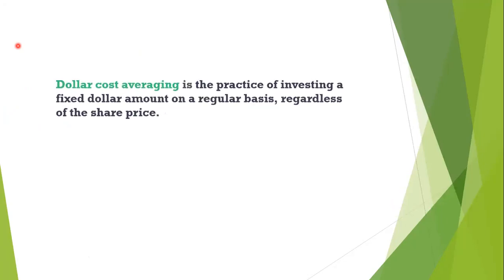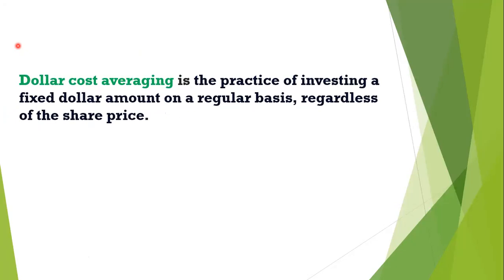So the dollar cost average is the practice of investing a fixed dollar amount on a regular basis, regardless of the share price. It doesn't matter whether the price goes down or up, you still invest that fixed amount of the dollar. So it depends on how much you want to be investing on the regular basis. It could be 500, it could be 1,000. So that is the definition of the dollar cost average, is the practice of investing a fixed dollar amount on a regular basis, regardless of the share price.